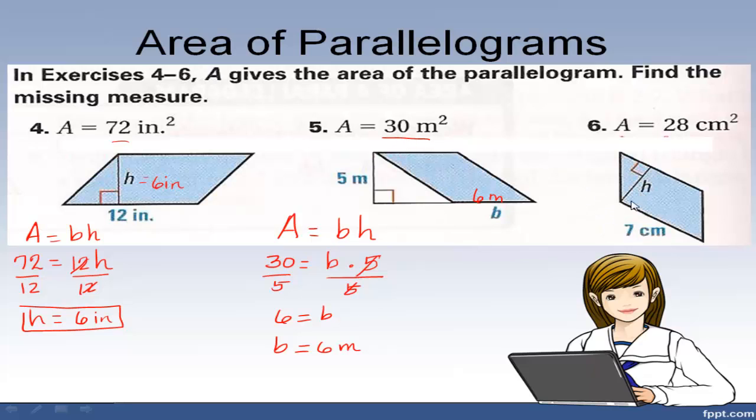And for this last one here, I'm looking for the height, and they give me the base, which is 7, and the area is 28. Let's write our formula. Area is equal to base times height. Area is 28 equal to 7 times h. I divide by 7 on both sides. H is equal to 4 centimeters. And there you have it.